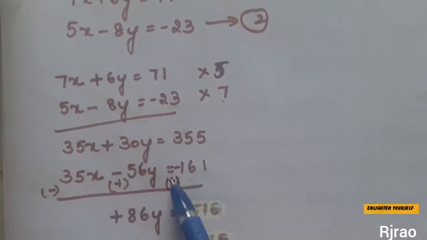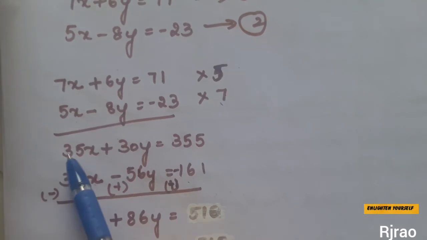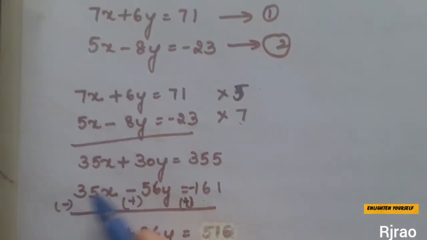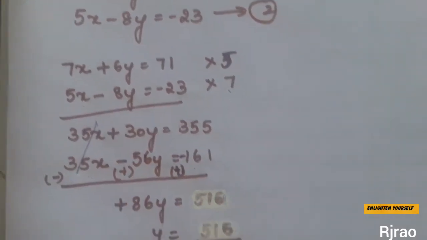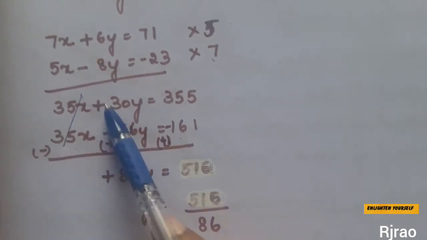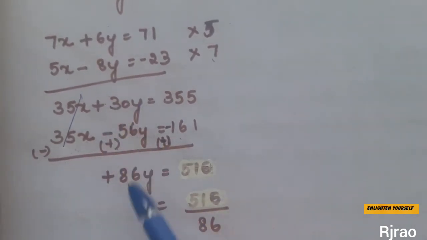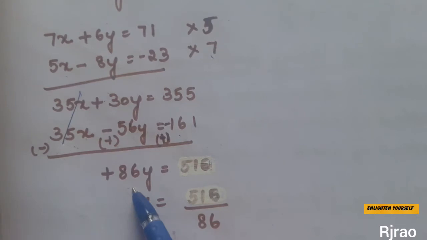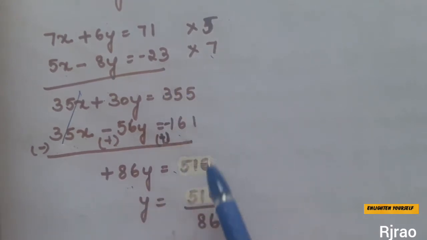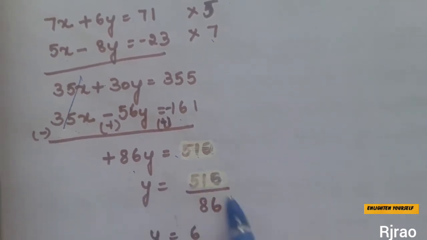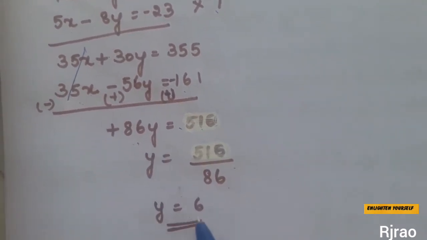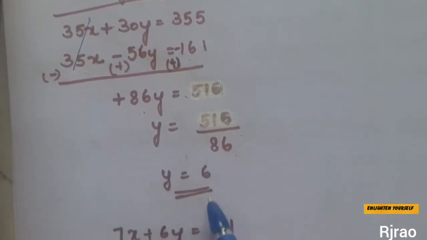This is minus, so we have to take plus. So plus 35 and minus 35 get cancelled. So what we are left with here is plus 30y plus 56y, which is nothing but plus 86y, is equal to plus 355 plus 161, which is 516. So y is equal to 516 divided by 86. We will get the y value: y is equal to 6.